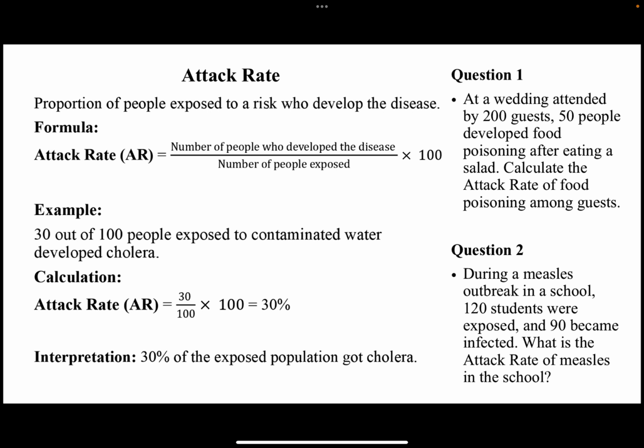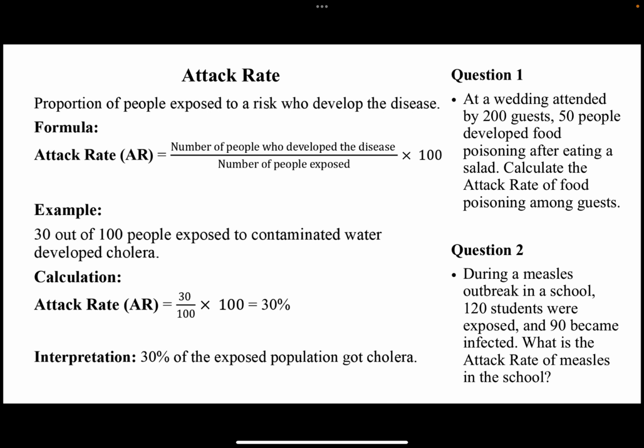At a wedding attended by 200 guests, 50 people developed food poisoning after eating salad. Calculate the attack rate of food poisoning among the guests. So, how many people attended the wedding? 200 guests, meaning they are the people that were exposed. Okay, so that will form the denominator.